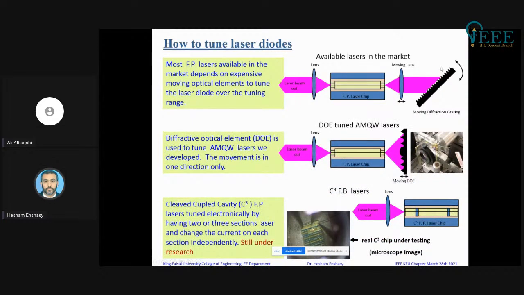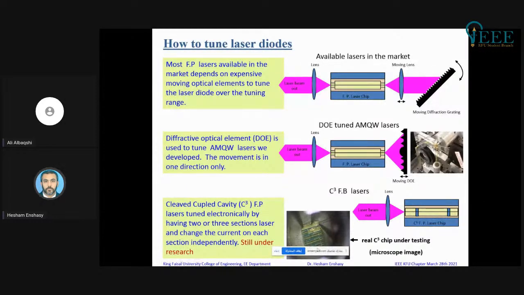There's a different version of this grating, which they call the diffractive optical element, and it's a very simple technique. Basically, if you move the diffractive optical element back and forth, you tune the laser. However, these technologies need a mechanical movement, and nowadays people went for electrical tuning, which they call split cavity or cleaved coupled cavity. So they cut the laser in 3 pieces. The medium piece is basically the lasing piece, and the 2 other sides are the control sides.